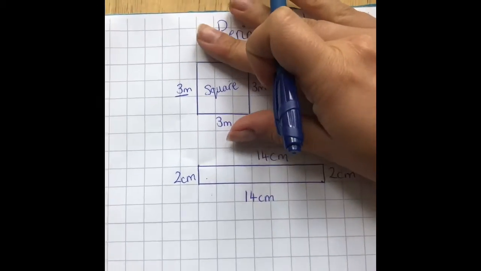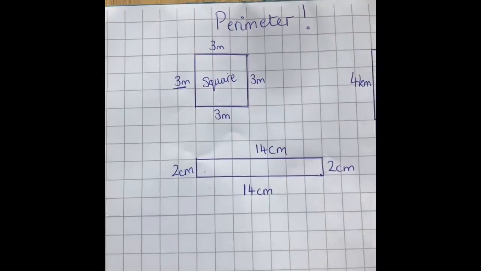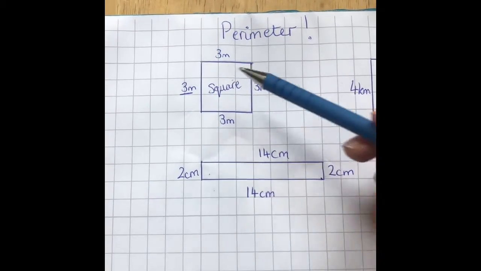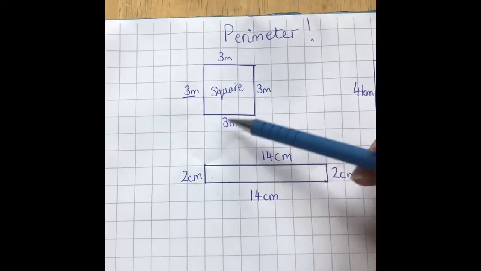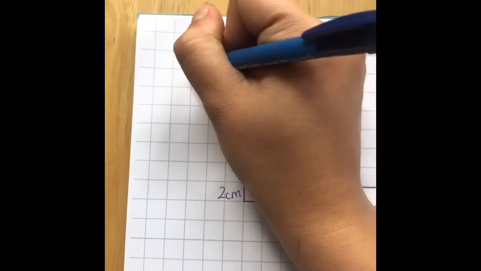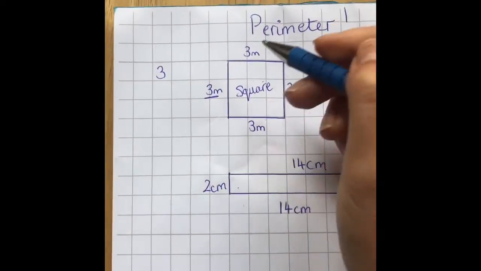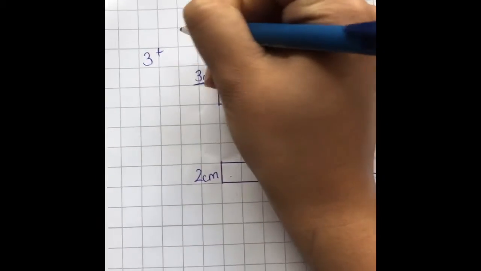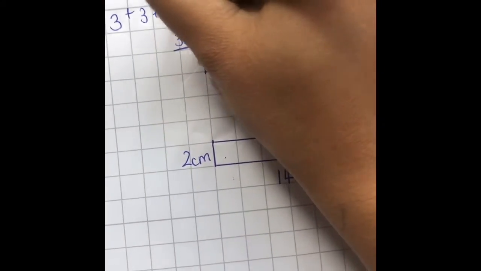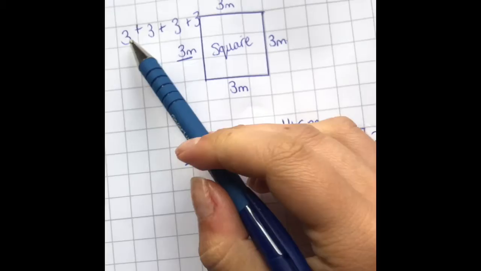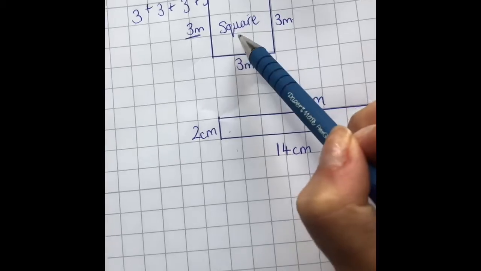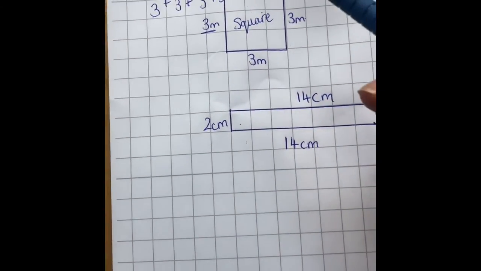But even if I didn't have the measurements written on these 3 sides, because of the shape of the square and the fact we know all 4 sides are the same, we would know that we are going to have 4 lots of 3. So, to work out the perimeter of this shape, we need to add all of the sides together. So 3, add 3, add 3, add 3, which we could also, just for this shape, say 3 times 4.